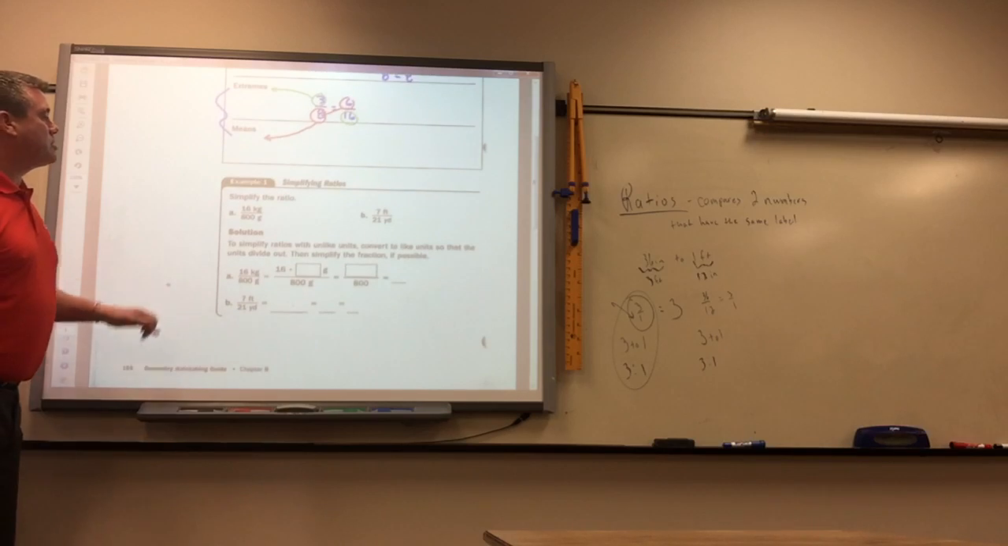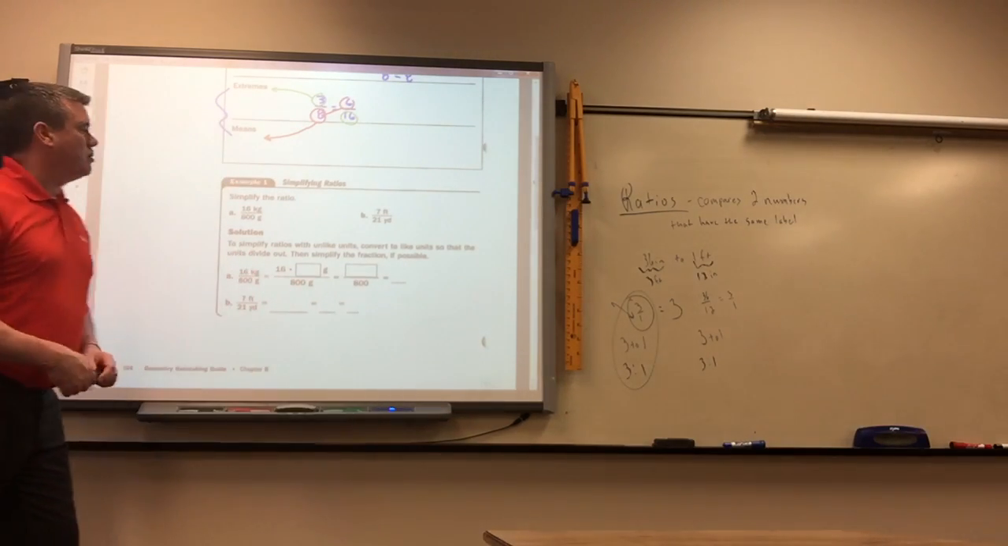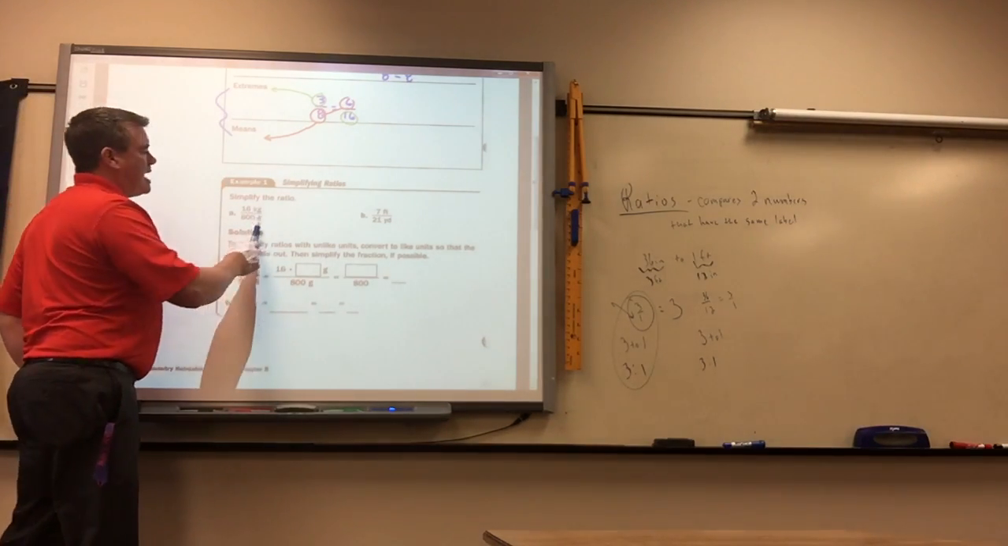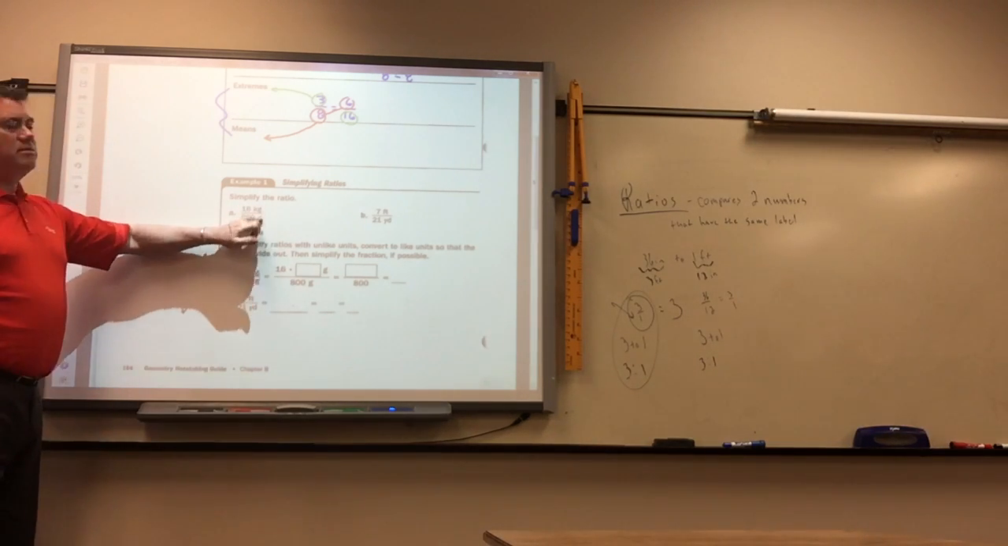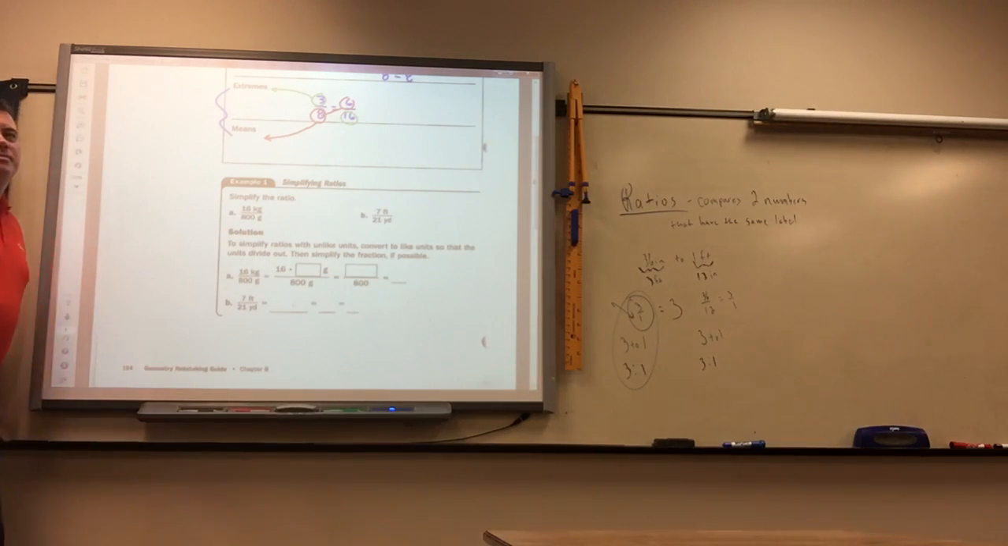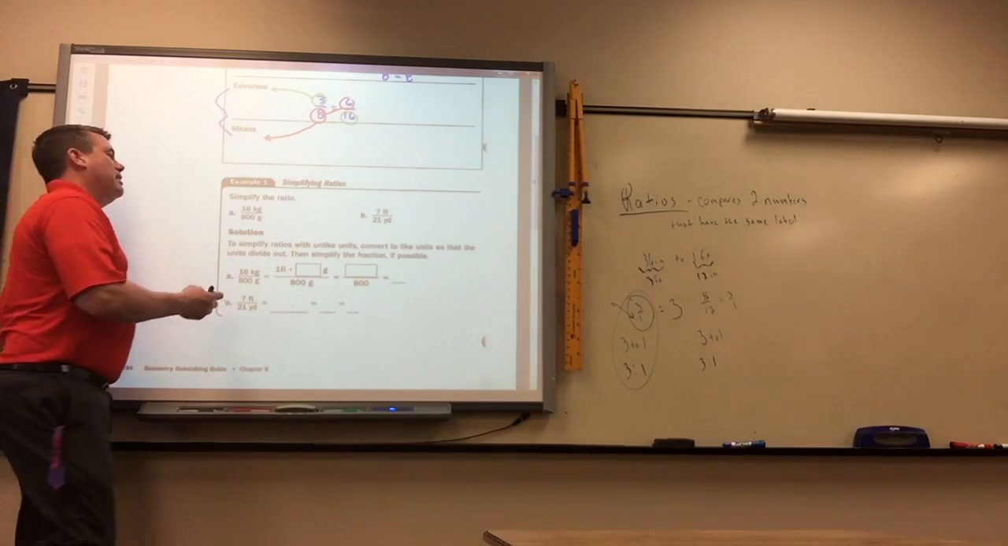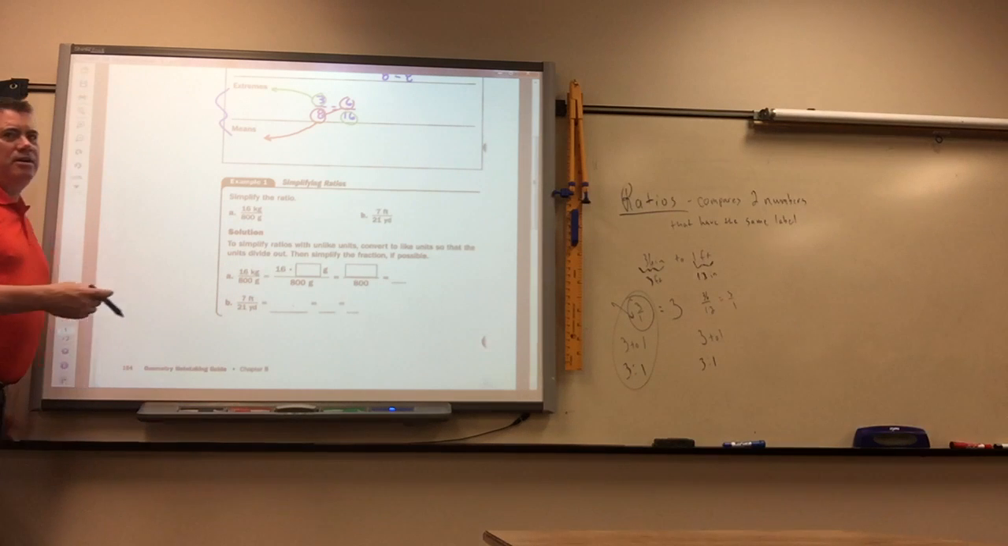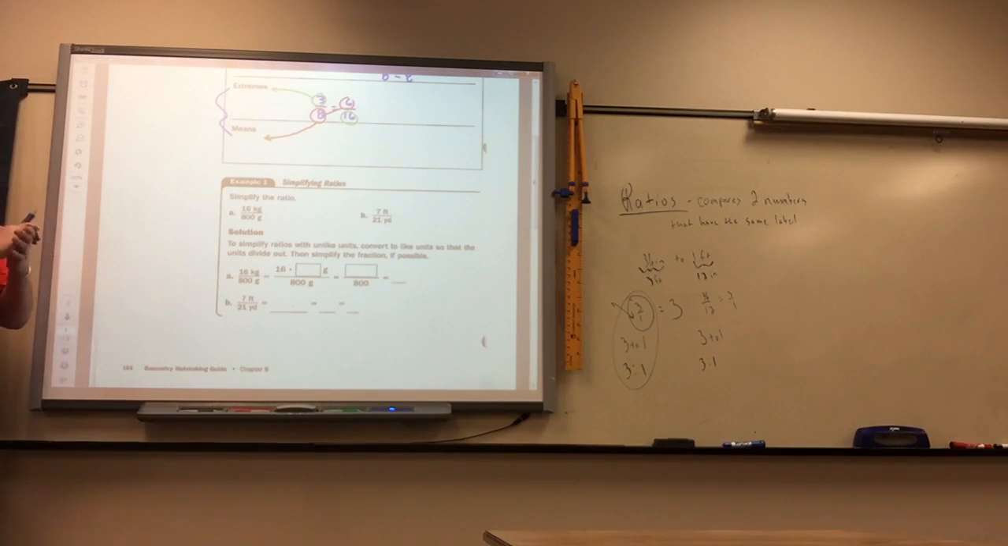Okay. So, simplifying a ratio, just like I just told you, they have to have the same unit before you can simplify them. So here we've got kilograms and grams. Do you guys remember how many grams are in a kilogram? 1,000. Kilos, 1,000. So it always works better to make the bigger unit into the smaller one. You can do both ways, but sometimes when you make the smaller one into a bigger one, it doesn't always work.